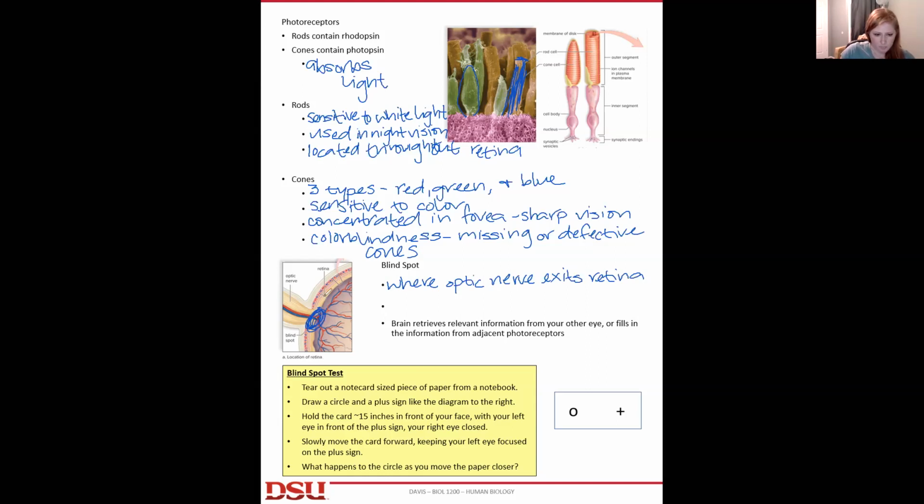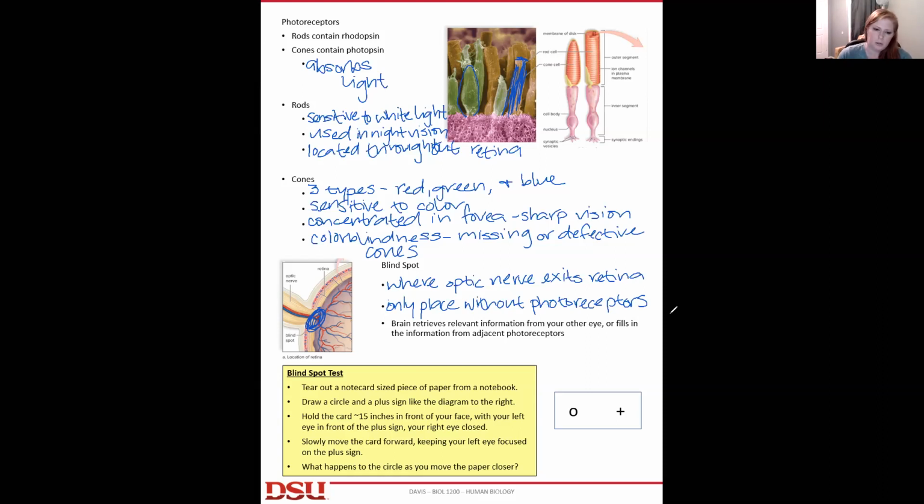So in the back of the eye, the optic nerve, when it leaves, this part right here is the only place where we don't have any photoreceptors. So there's no rods or cones, which means that we're not able to take in any visual information that way. Okay, so the brain retrieves relevant information from your other eye to fill in the blanks, essentially.